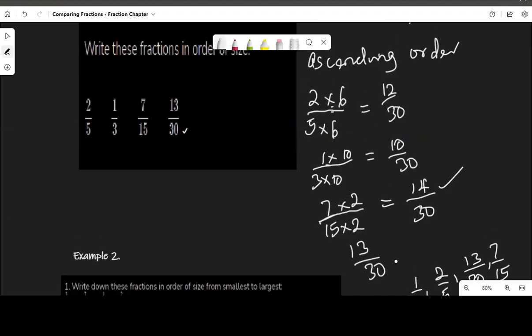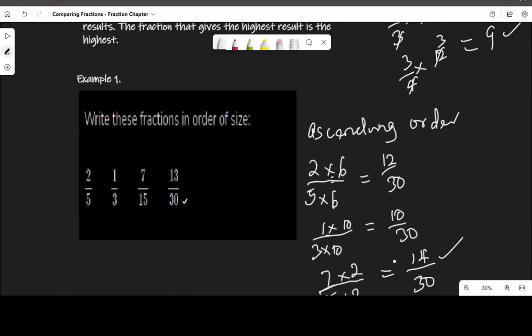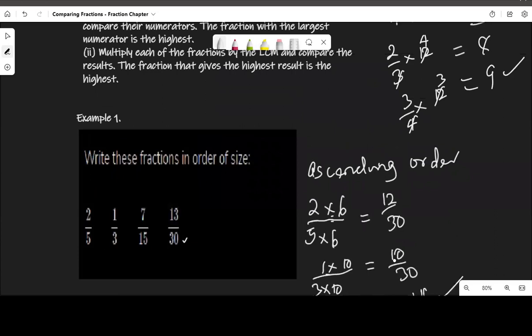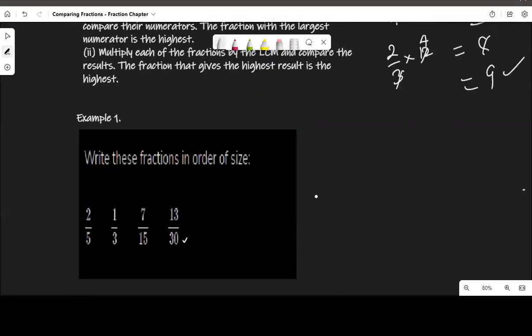The second method is to multiply each of these fractions by the LCM of all the fractions. So let's clean the board so we get space to work that. If you are doing that, the LCM of 5, 3, 15, and 30 is 30 itself. So multiplying each of these fractions by 30, 2 over 5 multiplied by 30, 5 into 5 is 1, 5 into 30 is 6. 2 times 6 is 12.